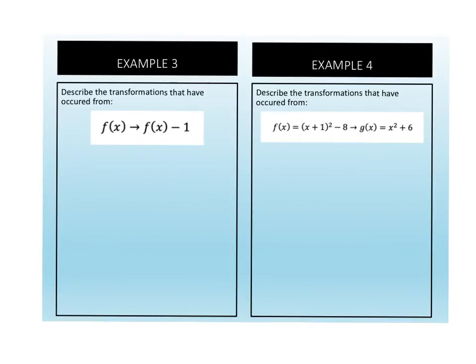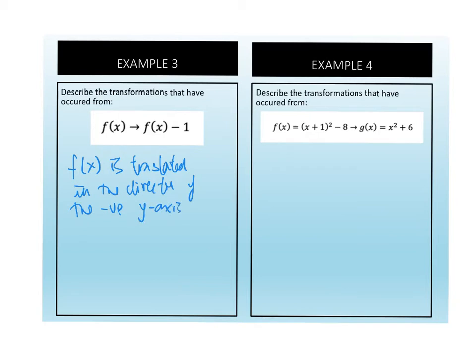All right. Here, example transformation, f(x) to f(x) minus 1. So f(x) is translated in the direction of the negative y-axis by 1 unit. Same with the next one as well.